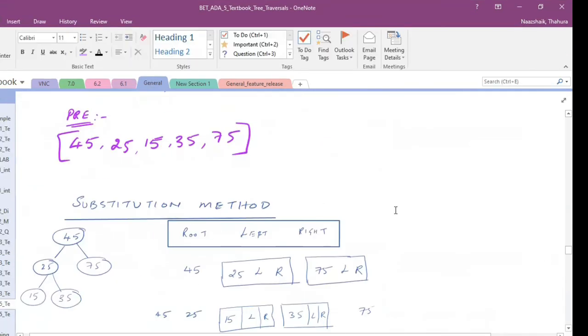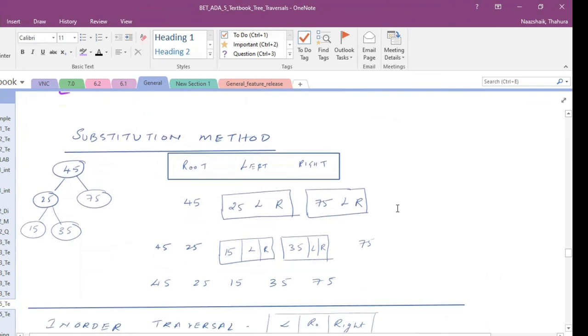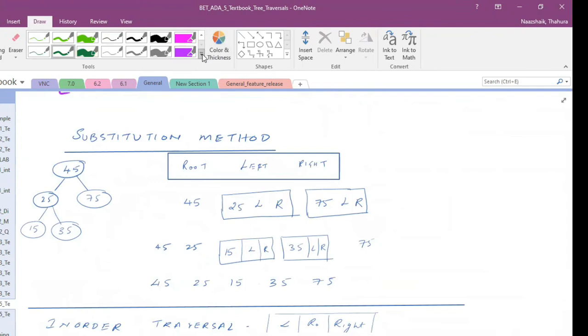preorder. Another one is the substitution method. This one we didn't look at last class, so I'll show you. The substitution method is the same thing, just easier to read. First write the rule. What is the rule of preorder? Root first, then the left side of the tree, then the right side of the tree. This is your root, so you just write down the root. Your left is actually this complete tree, not one number. And this is your right.